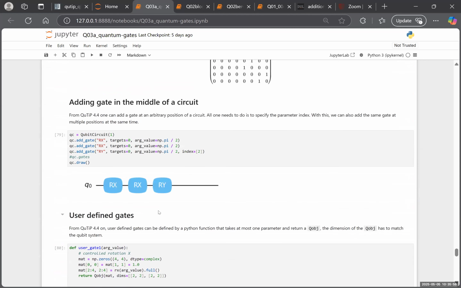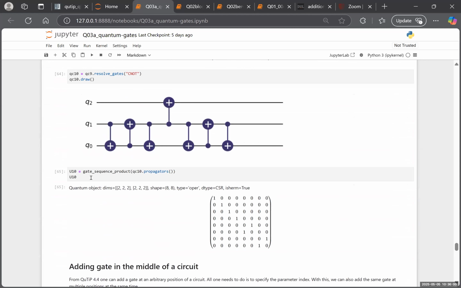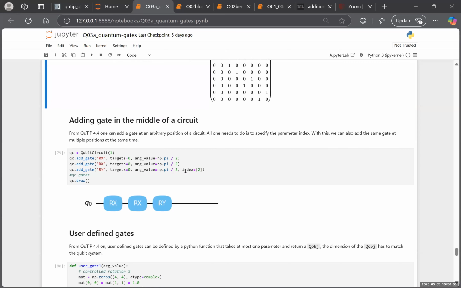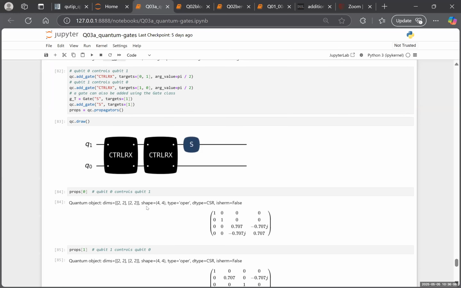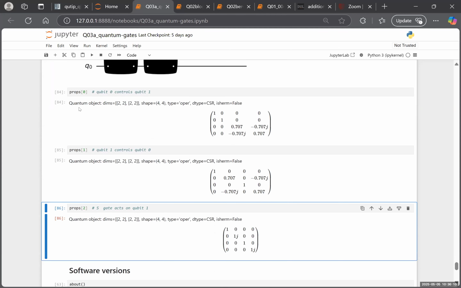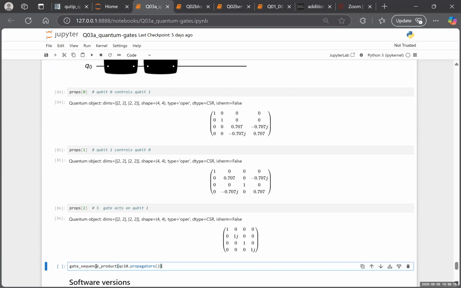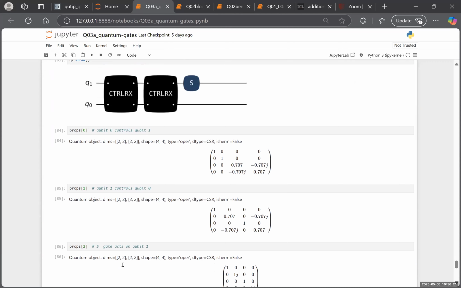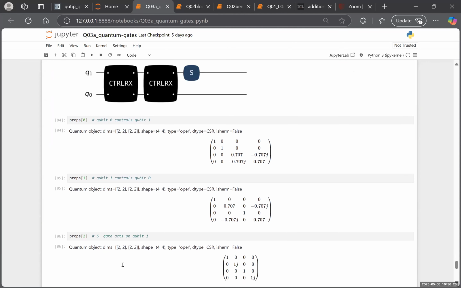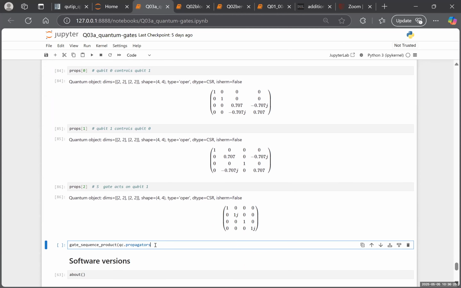Right, so remember you could have the evaluation, sequence, product, and propagator. Let's see. Okay. It all depends. We just use propagators.